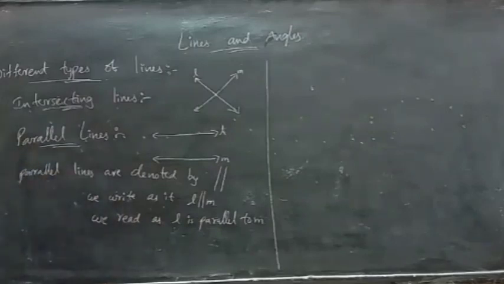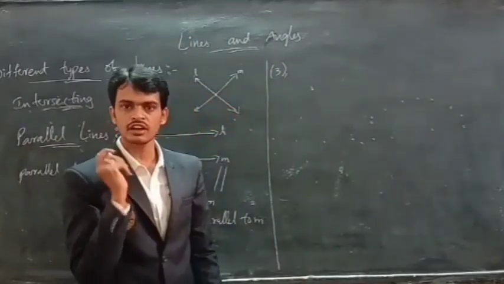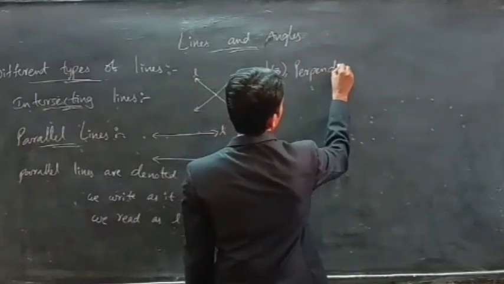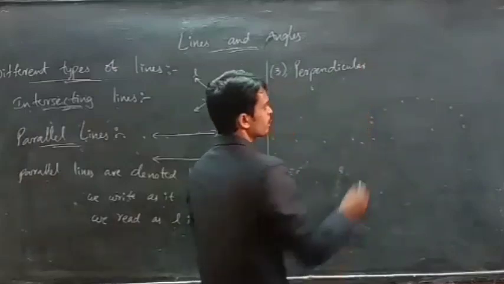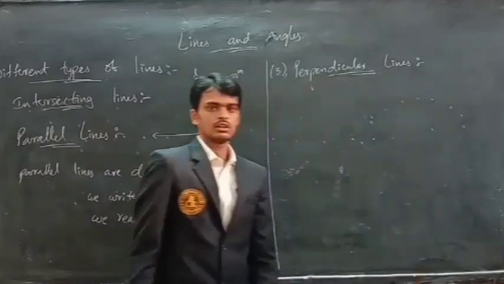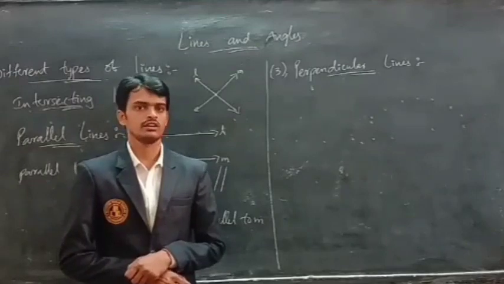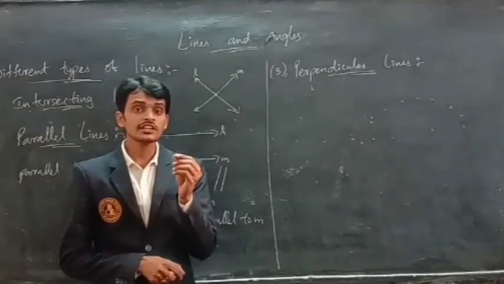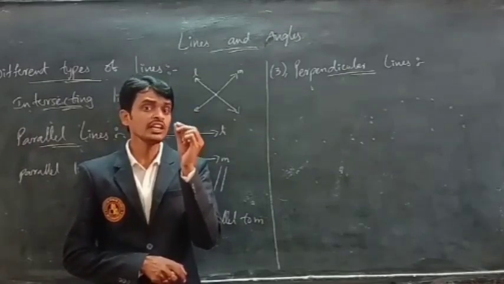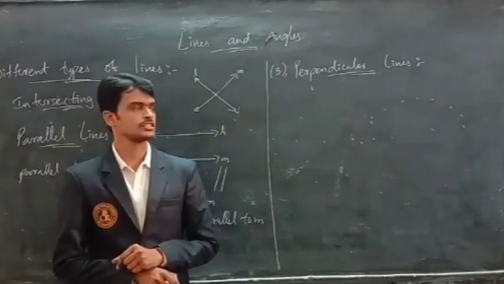Next, third one, perpendicular lines. If the two lines meet only at right angles, then the two lines are called perpendicular lines.